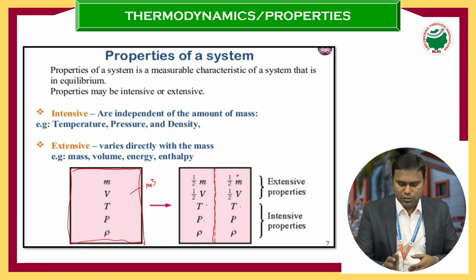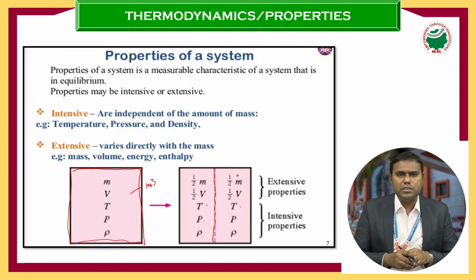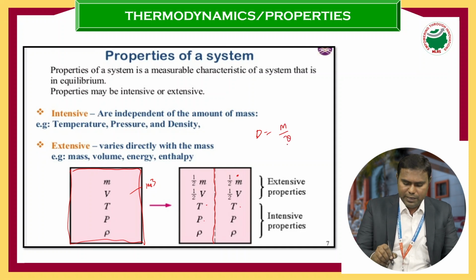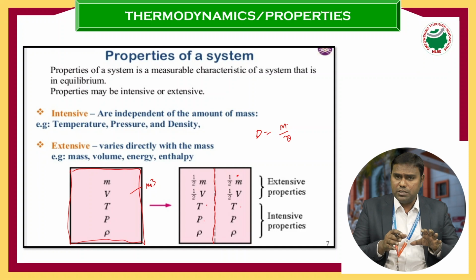And one more thing, there is one condition: the ratio of 2 extensive properties is an intensive property. For example, density equals mass by volume. The ratio of mass and volume is called density. And a specific extensive property is also called an intensive property.